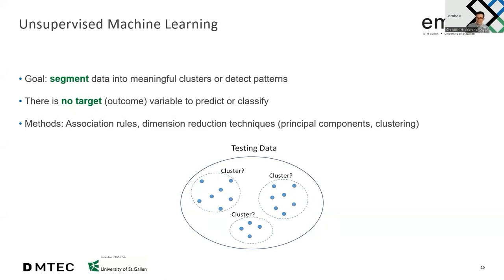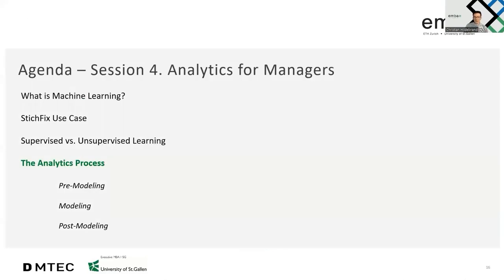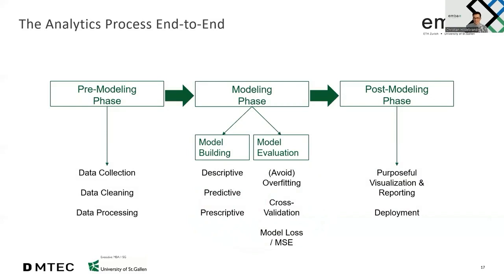So supervised learning, we have a clear outcome we want to predict. Unsupervised learning, we want to find relationships between the observations in the data set. So now let's talk about the analytics process. It's a fairly simple process when you think about it. We have some pre-modeling, then we do the modeling, and we have some post-modeling.